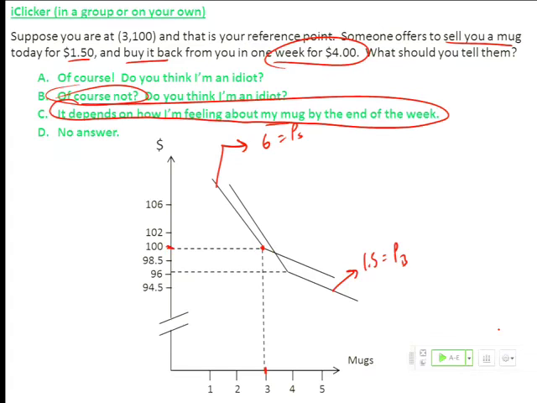Because you wound up with a mug that you now value at $6 that you got for $150? Think that through and let's talk afterwards. I'm not able to think that through quick enough. Let's talk about it afterwards.